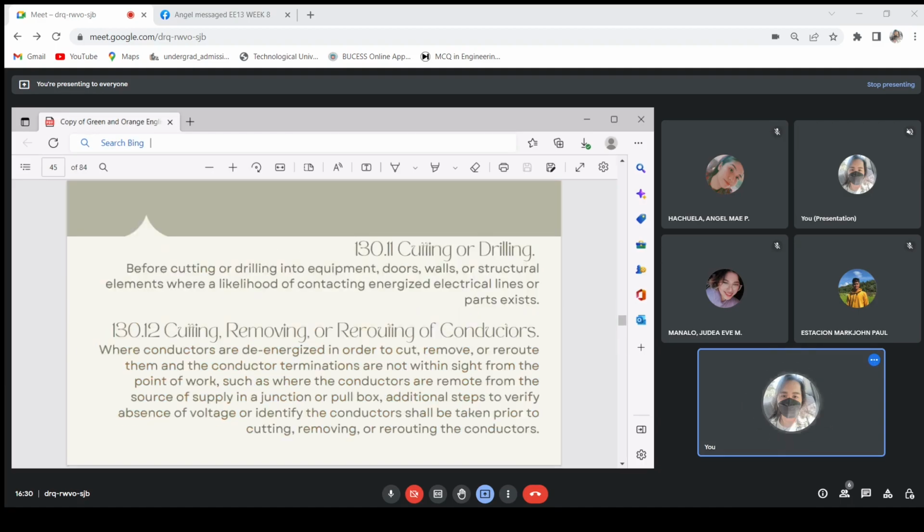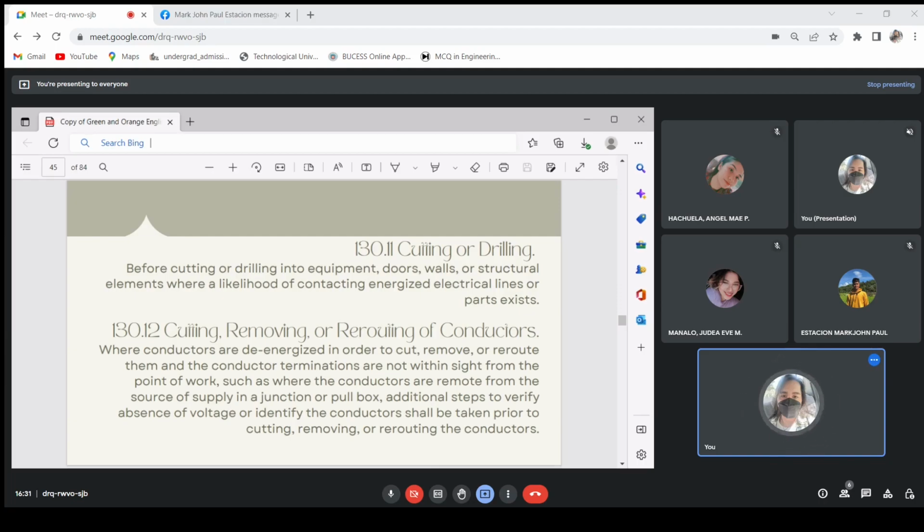Next is 130.11, cutting and drilling. Ito naman is pareho lang din sa 130.10, pero sabihin nating small scale lang to. But cutting and drilling is pag nagdi-drill ka kahit sa bahay, dapat alam natin kung saan ba nakalagay yung mga power lines natin, kung nadaanan ba yun ng ating mga power lines, para pag drill natin hindi mabubutas din at makukuryente tayo. Dapat palagi tayong may plans, titingnan yung plans natin for the electrical.